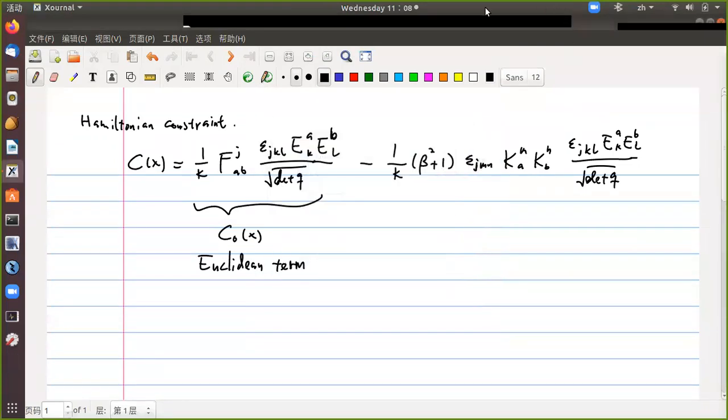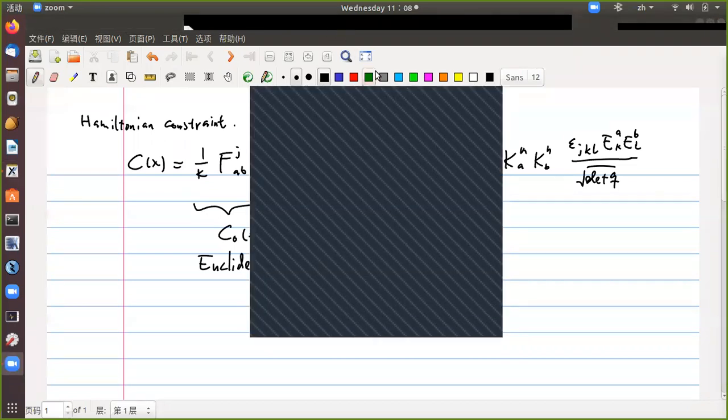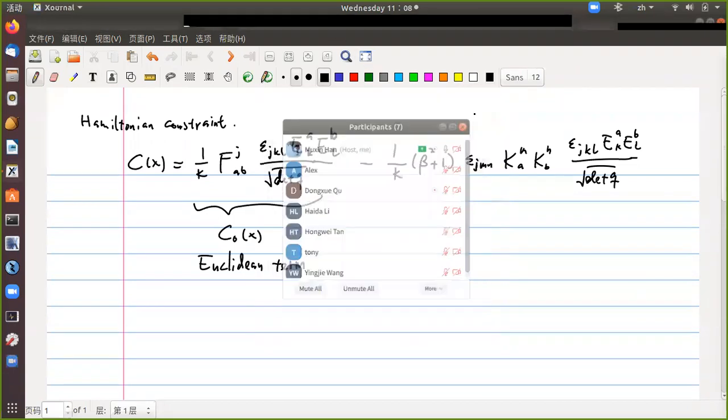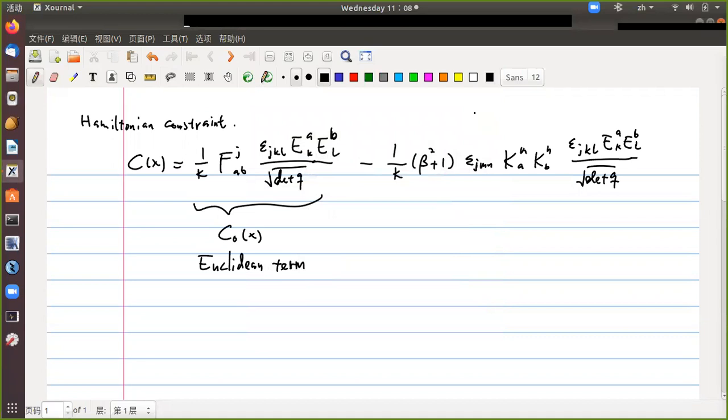All right. So last time we studied the Hamiltonian constraint, and especially we were able to quantize the first term in the Hamiltonian constraint, which is what we call the Euclidean term. However, we know that there's a second term. This is something we are going to study, and this is what we call the Lorentz term.